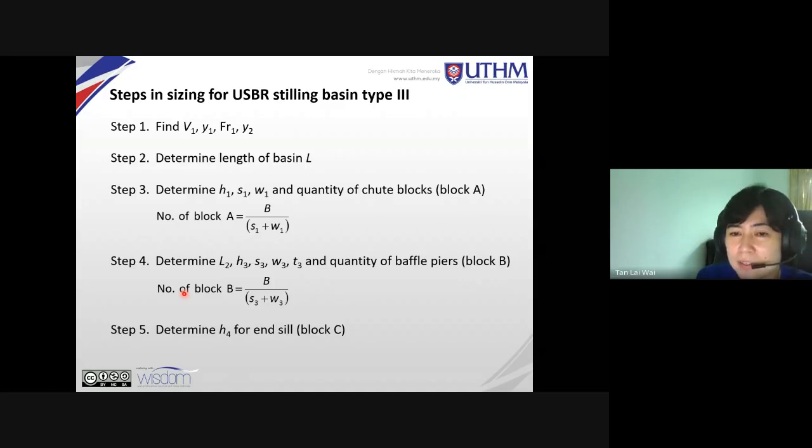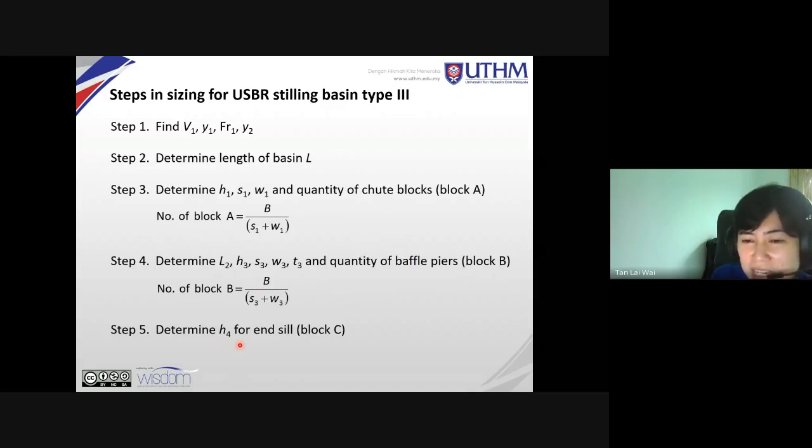Now, step 4 would involve designing for block B. And remember here, you need to determine L2. It's straightforward. It's 0.8 Y2. You don't need a chart, so you can actually calculate L2. That means L2 is the spacing between block A and B. It's the length between block A and B.